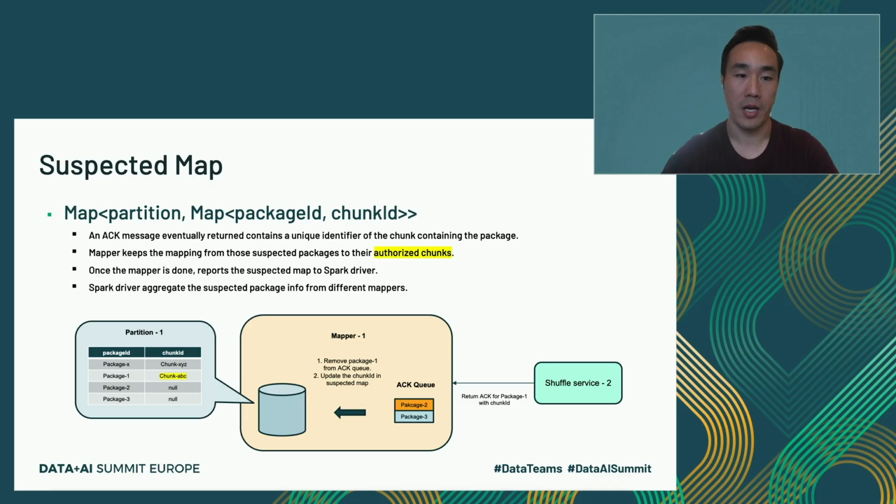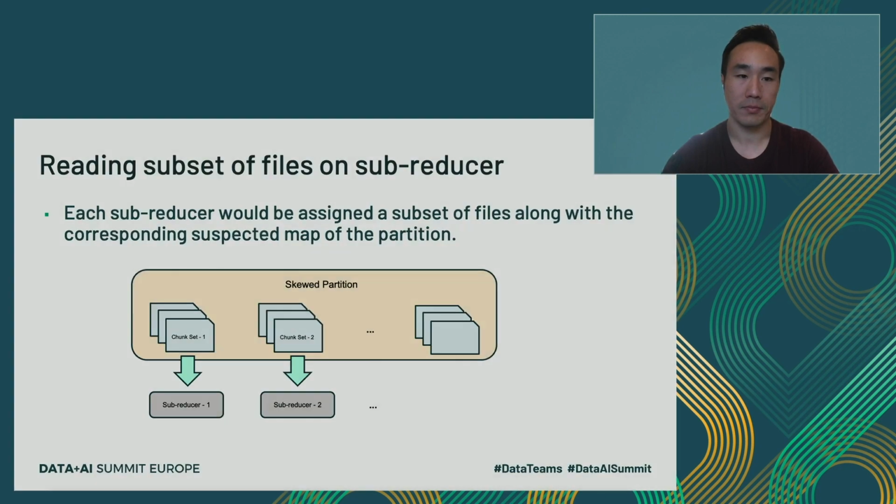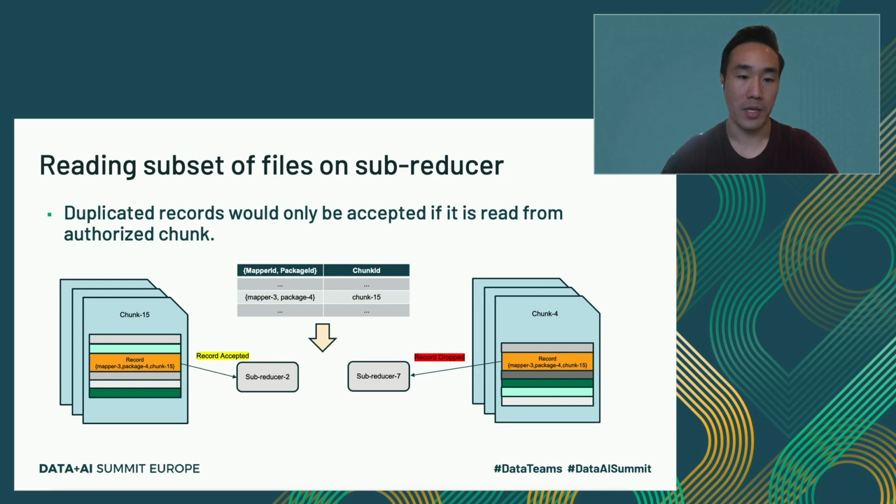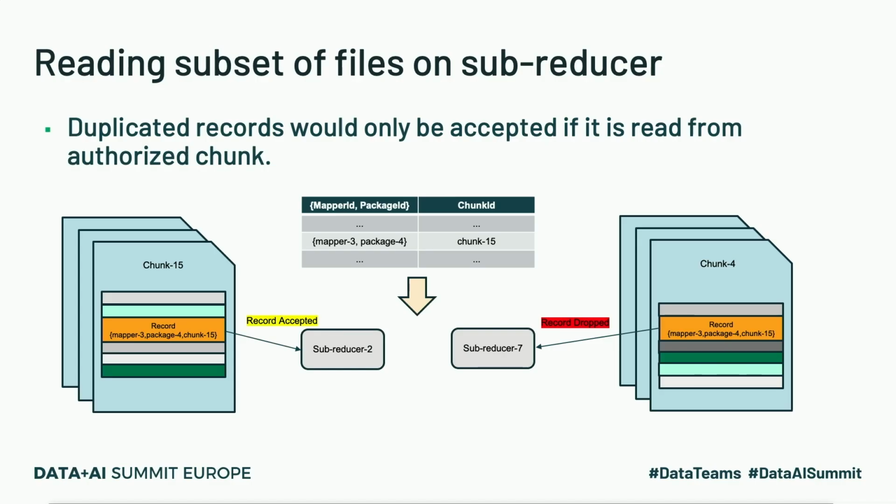When the mapper is done, it will report those suspect package infos to the Spark driver. And of course, the Spark driver would aggregate all the suspect package infos from all mappers. On the reducer side, it will first talk to our metadata service to fetch a list of files to read from the partition it is assigned. Since we're splitting on file boundaries, subreducers of the same skew partition would have non-overlapping files to read from. Meanwhile, each reducer will also get the suspect package mapping info for that partition from the Spark driver.